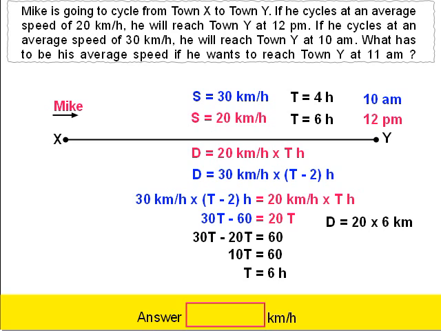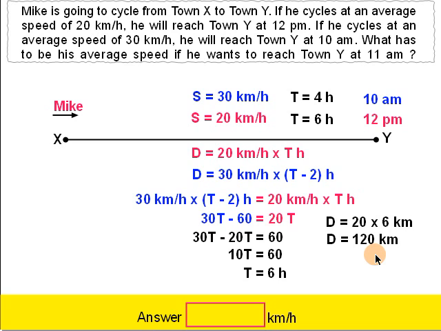So we have distance is equal to 20 times 6, which is 120 km. Why 20 times 6? You can take it from here, 20 times time t, which is 6. So that gives 120 km. 120 km is fixed, because it's the distance between town X and town Y.